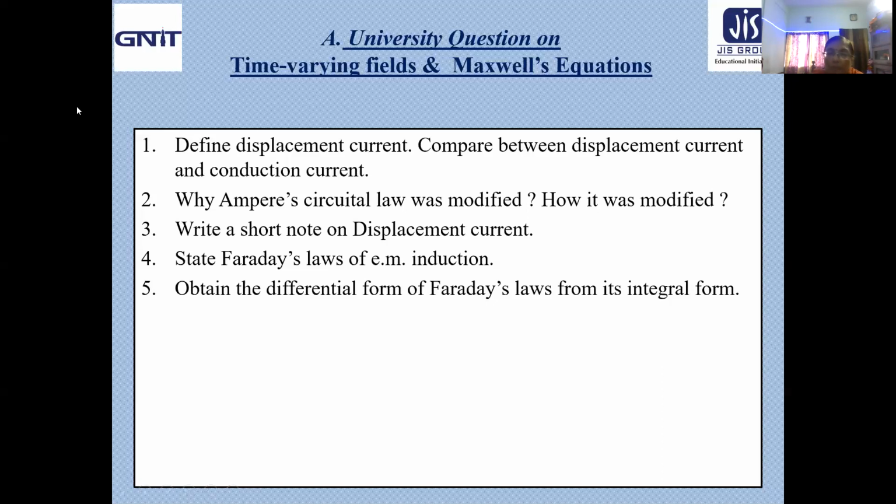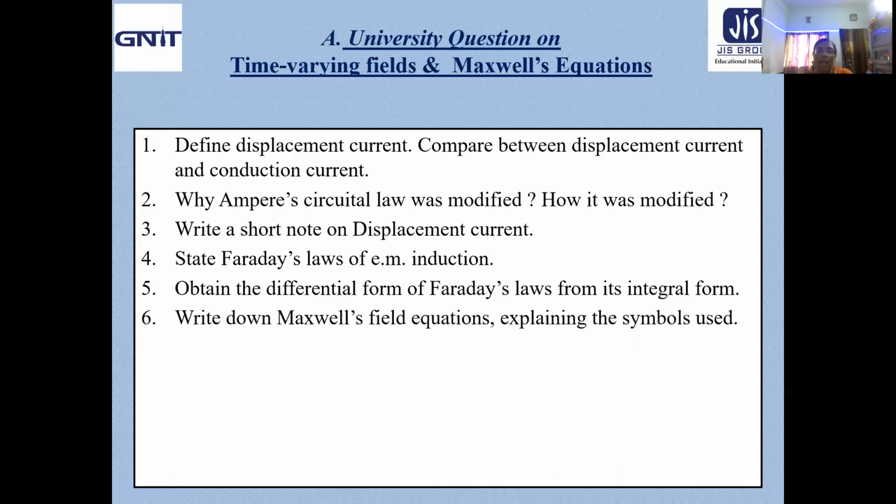Next, what to do? You have to obtain the differential form. For that purpose, you will apply the Stokes theorem on the left, and the closed loop integral of E dot dl will be changed to the surface integral of del cross E dot ds. On the right hand side, you already have a surface integration term. So then you will equate the integrands, because the surface integral holds for any surface, big or small. From there you will get the differential form of Faraday's law, that is del cross E equal to minus del B del t. So all of you can do it very easily.